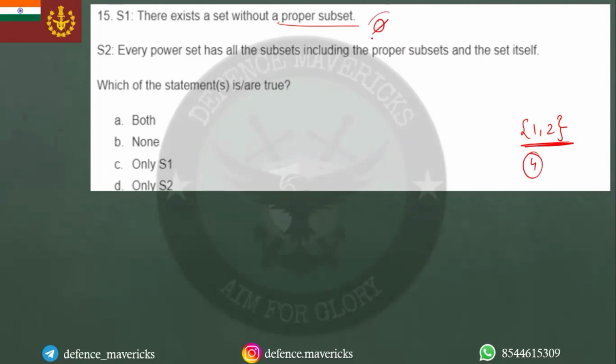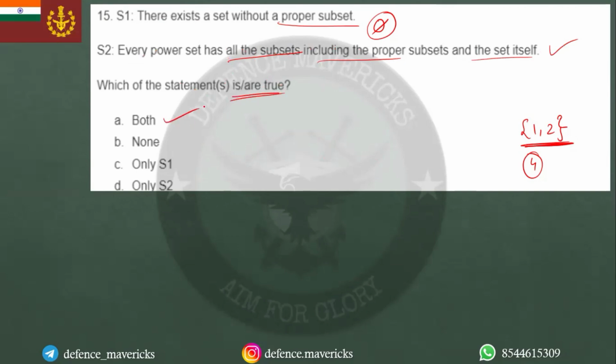Empty set cannot have any proper subset, because there is only one subset of the empty set, which is the empty set itself. So we cannot have a subset of the empty set without the empty set. Getting my point, right? Now the second statement says every power set has all the subsets including the power subset and the set itself. Of course, this is the definition of power set itself. So which of the following are true?